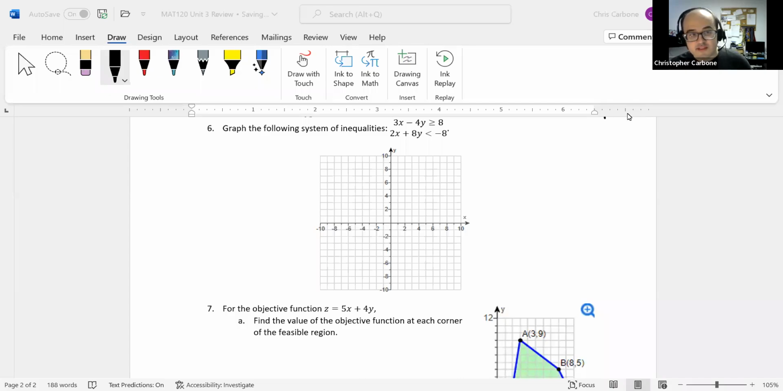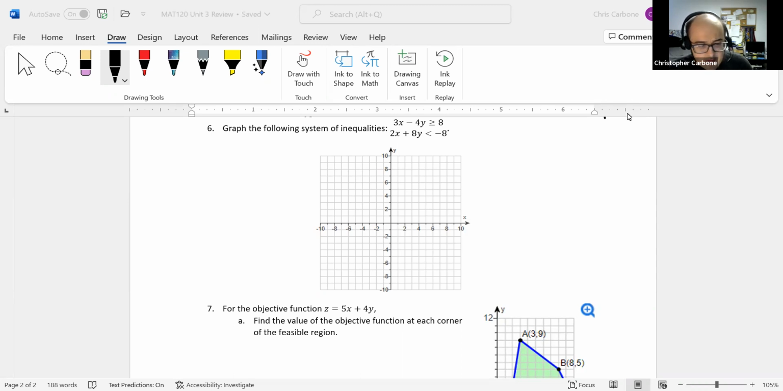This is question number 6 of our linear systems review. In this case, a system of linear inequalities, and we want to graph that system of linear inequalities. 3x minus 4y is greater than or equal to 8, and 2x plus 8y is less than negative 8.